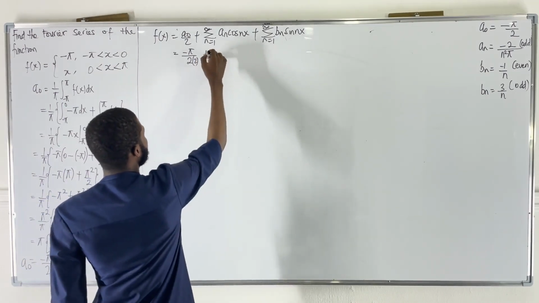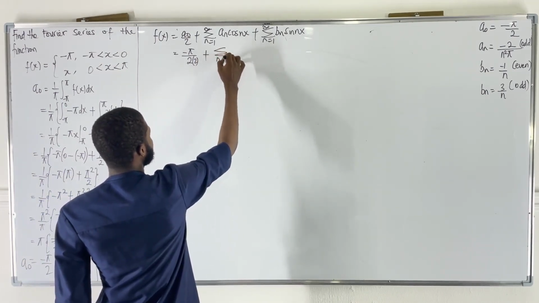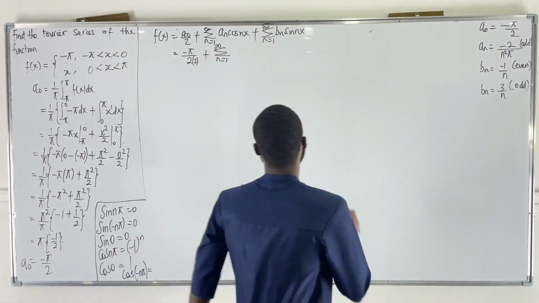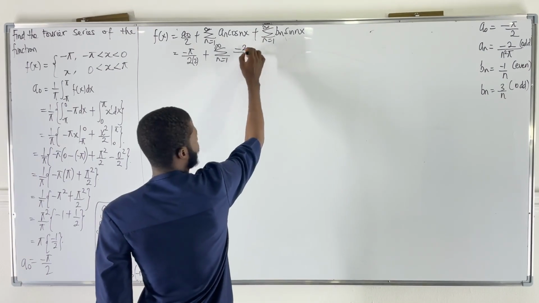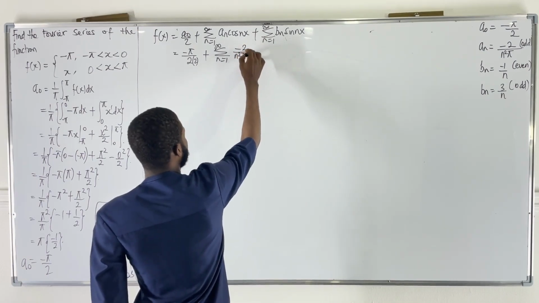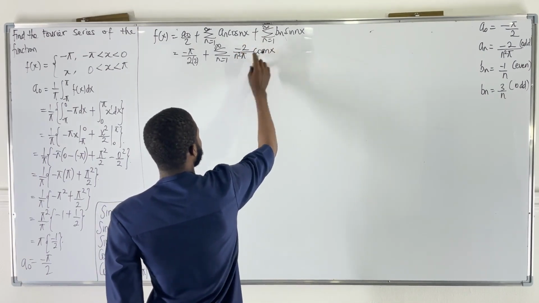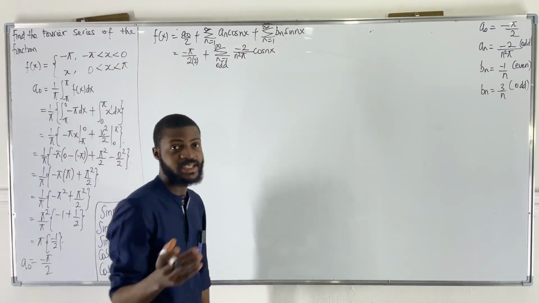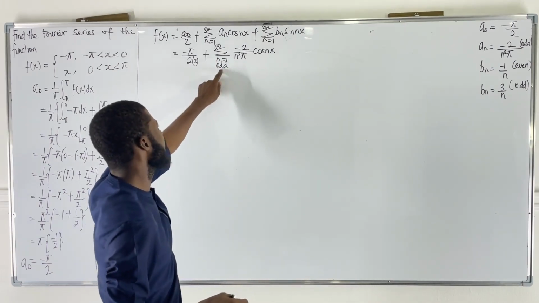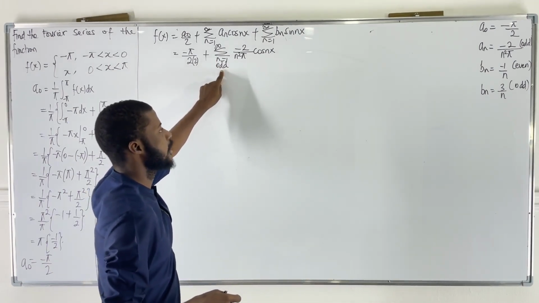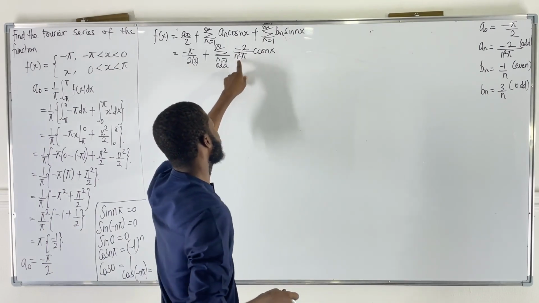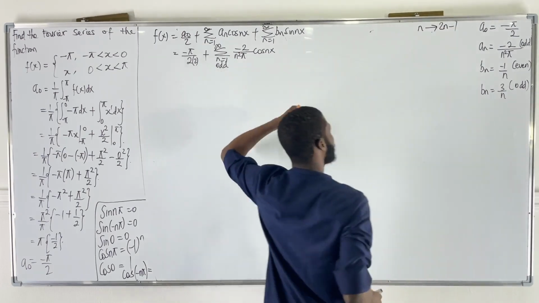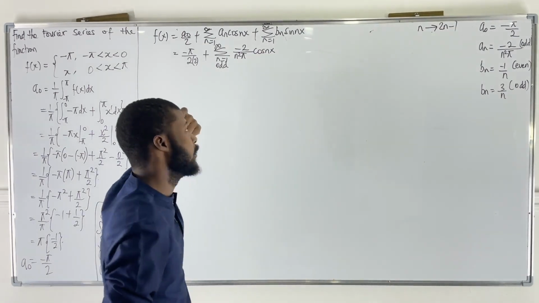It's still the same. And then plus the sum from n equal to 1 to infinity, a sub n is this. So you have minus 2 over n squared pi cosine of nx. But remember that this has to be odd. So you can just put it like that. Since you are working with a paper, you can just put it like that. But if you are working with a graphing calculator, at this part, replace your n with 2n minus 1, because that would always make sure that you have odd values.